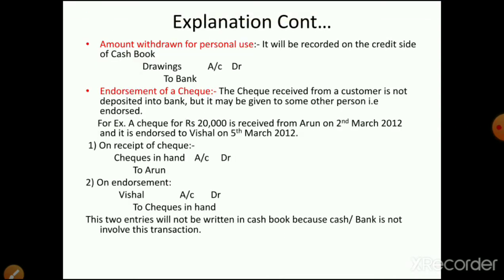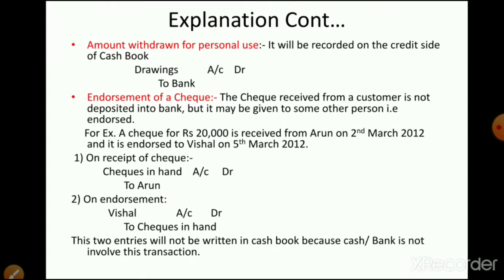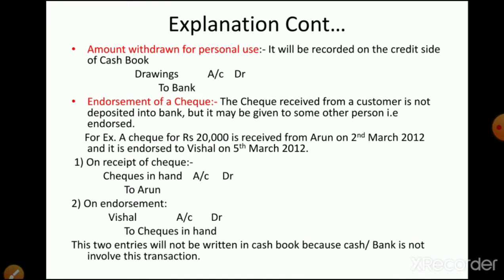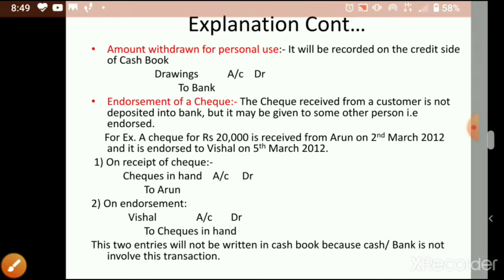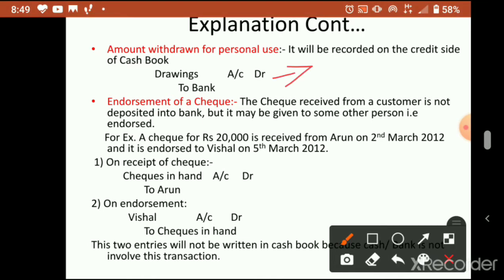Okay, now another explanation is about amount withdrawn for personal use. So the proprietor or the owner has taken money for his personal use. He can withdraw from cash book or from bank. So where will it go? If it is taken from bank, your balance will decrease. So whatever decrease, where to write? Credit side, cash book credit side. What to write? By drawings. So drawings you have to put on the credit side, and write the amount in the bank column.